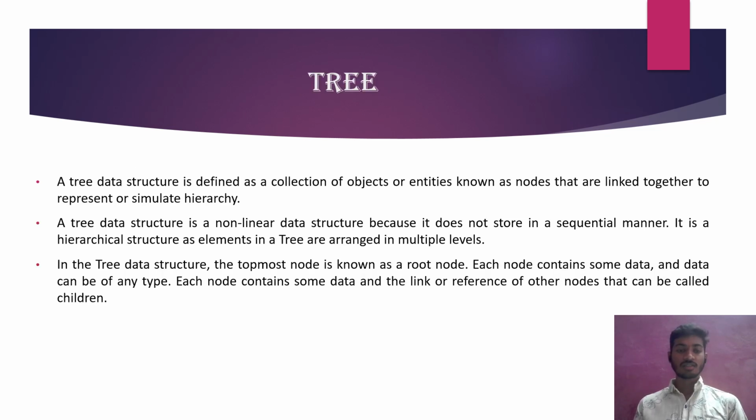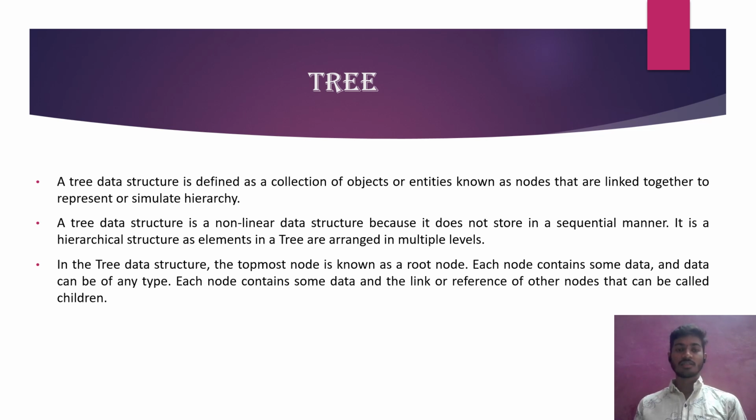A tree is a data structure. It is defined as a collection of objects or entities known as nodes that are linked together to represent or simulate hierarchy. A tree data structure is a nonlinear data structure because it does not store in a sequential manner. It is a hierarchical structure as the elements in a tree are arranged in multiple levels.